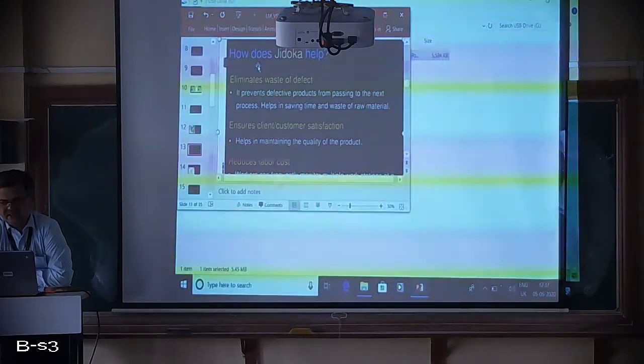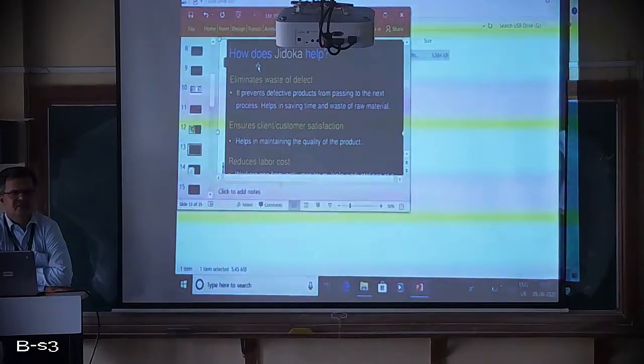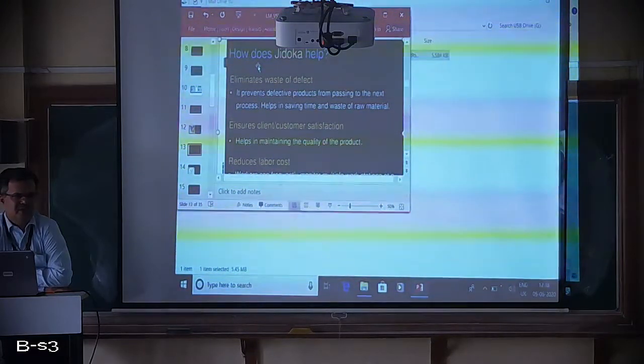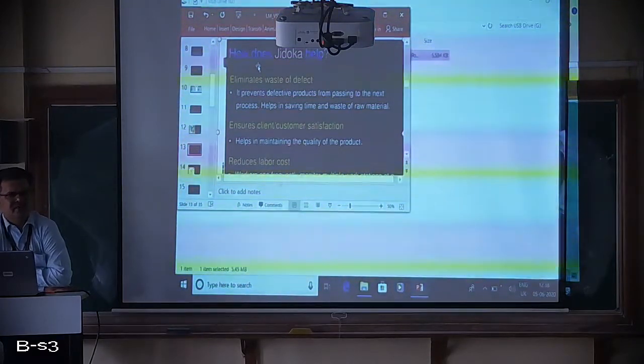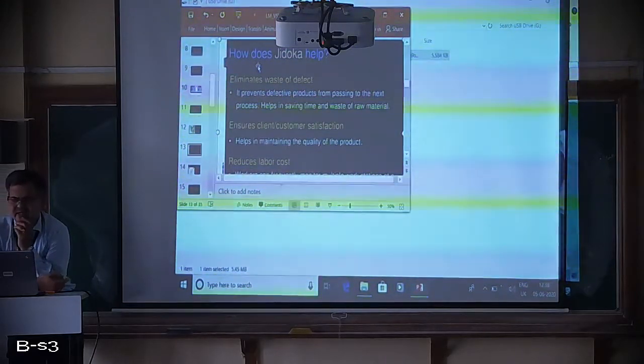It prevents defective products from passing to the next process, and hence helps in saving time and waste of raw material. Suppose for example, even in the beginning, if we find that the raw material is defective and can't be processed, it is not going to move to the next station. Or suppose in the second stage, during processing, if they find that the material or the process itself is not going properly, then they stop there only, so that unnecessary processing at the next level can be stopped. In turn they can save material, save time, and save lot of things. That's what Jidoka helps. Eliminating waste of defect. It prevents defective products from passing to the next process and helps in saving time and waste of raw material.